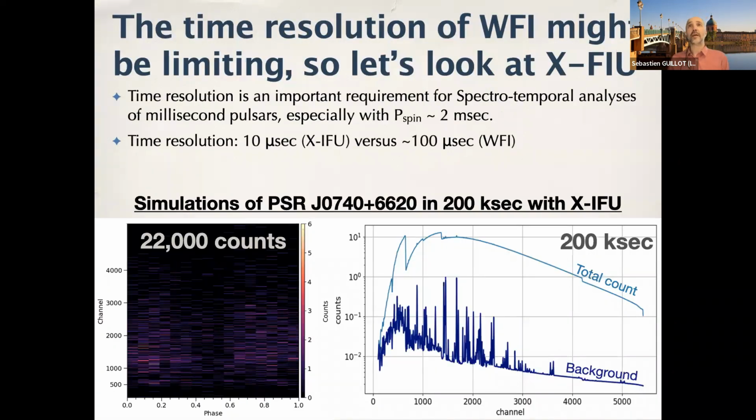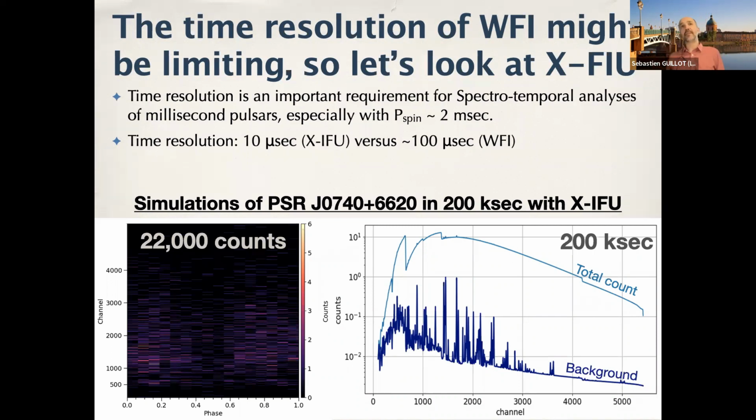Now, let's look at XIFU. The time resolution of WFI, around 100 microseconds, is close to the limit of what we can afford for a 2 millisecond pulsar. That gives us something like 16 to 20 phase bins at most. Beyond that, we don't have the resolution. We wouldn't be able to use more phase bins.